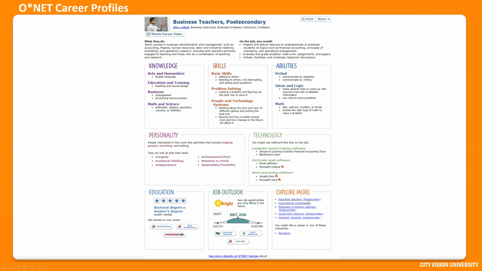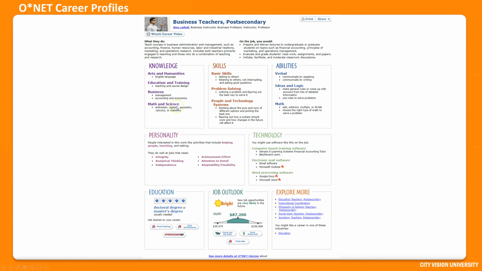Within each career, they're going to have information that covers the knowledge you need to know. So if you're going to be a business teacher in post-secondary, at a college, here's the knowledge you'd need, the skills you would need, the abilities, the types of personality that fit with these, the technology skills you're going to need, the education level, and then the job outlook.